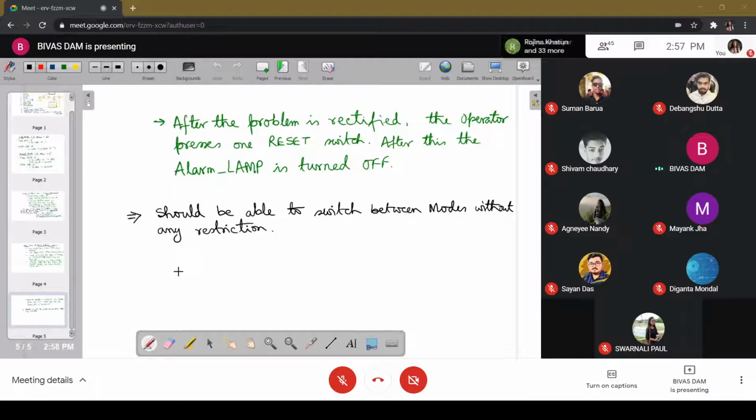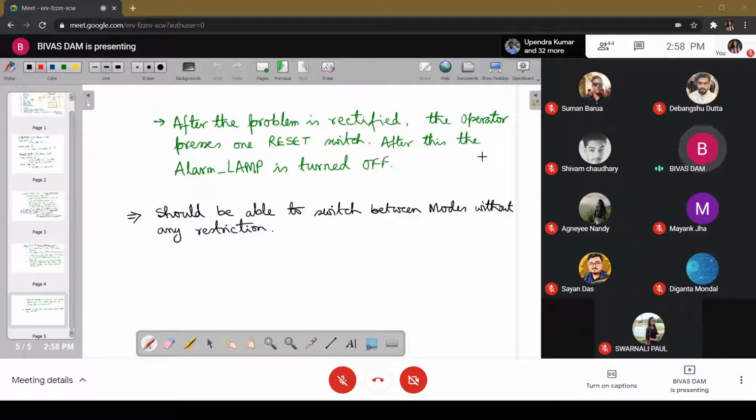Pump is operating, pump is on. Now I may want to bring the mode to the manual mode, and now I can try starting the pump and stopping the pump using the M-stop switch also. So that is allowed. Whenever we want, we may switch between the two modes, irrespective of the situation, whether the pump is running or not. So this is all the requirement for version 1.